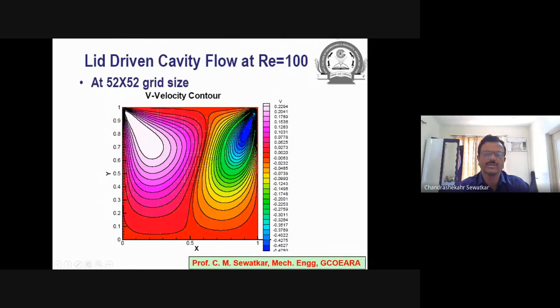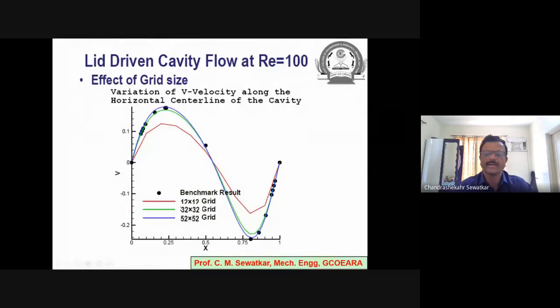As I proceed, my V velocity goes through a positive maximum. It again comes down to 0 somewhere. It again goes to a negative maximum and comes to 0. So the same thing is seen here. Again, the results are compared with the benchmark results, and we can see that the 52 by 52 grid size provides a very close match with the benchmark results. The symbols are for benchmark results, which are available in the literature given by Ghia, who happened to be one of the important researchers in computational fluid dynamics.